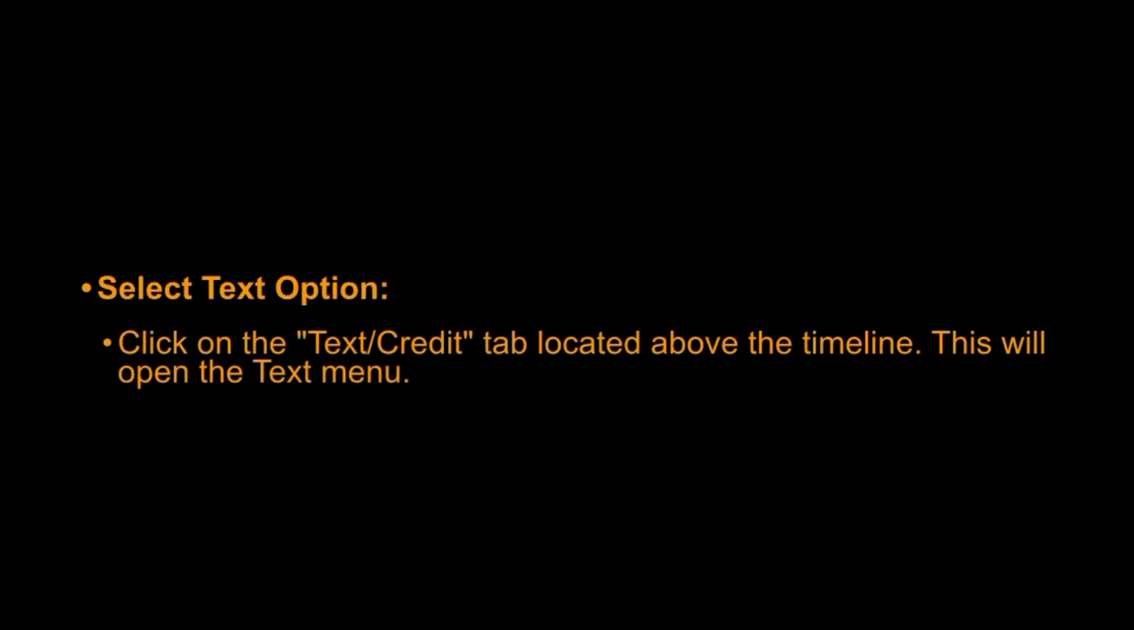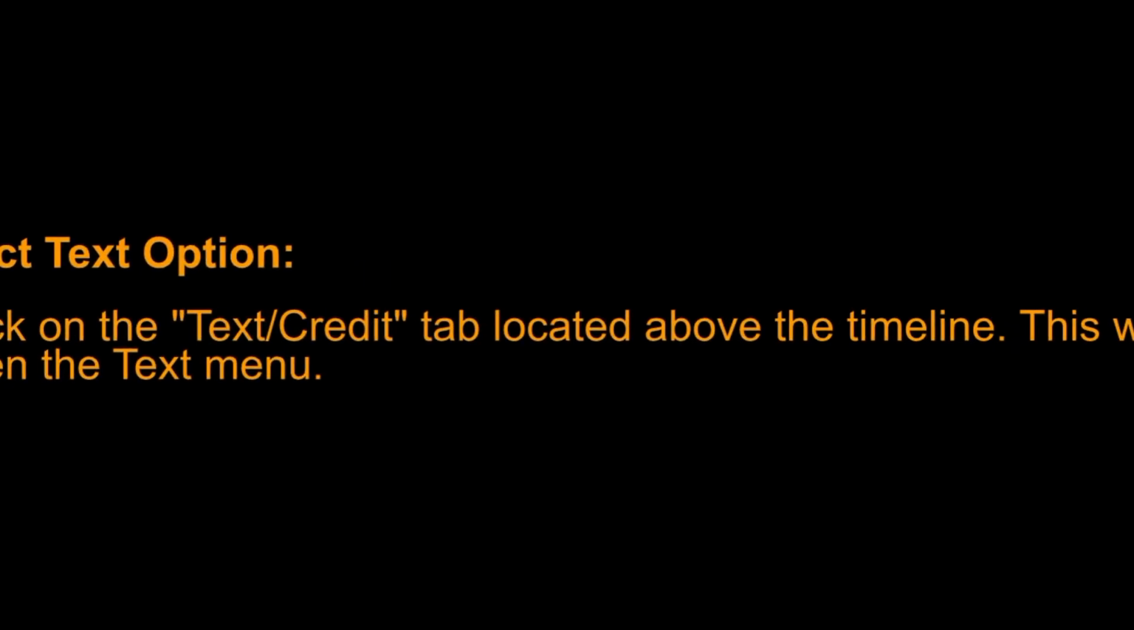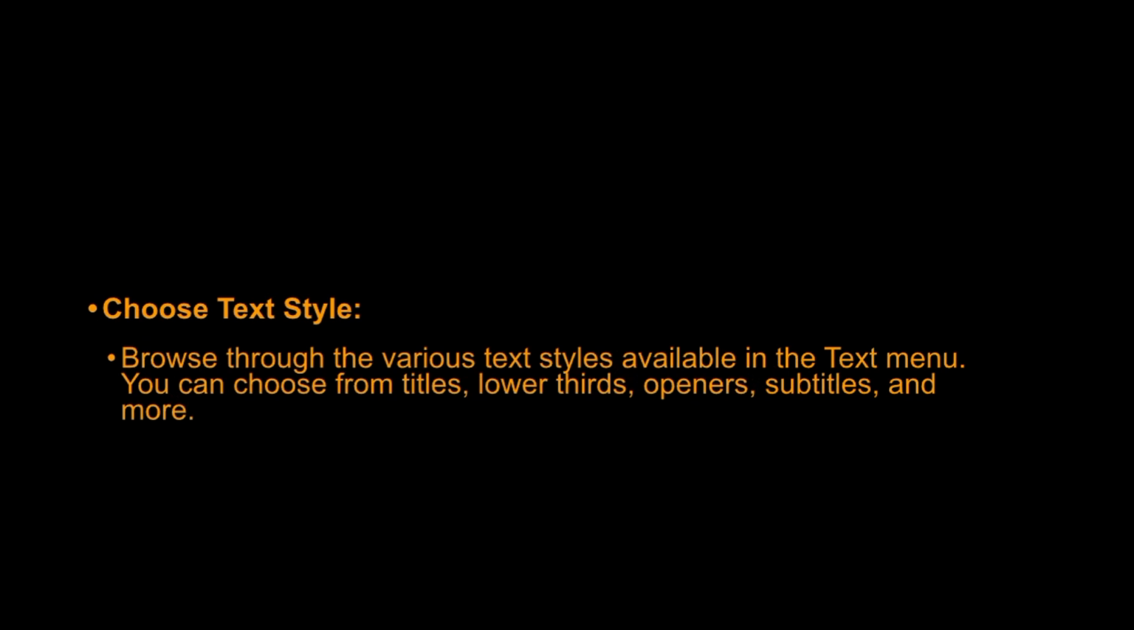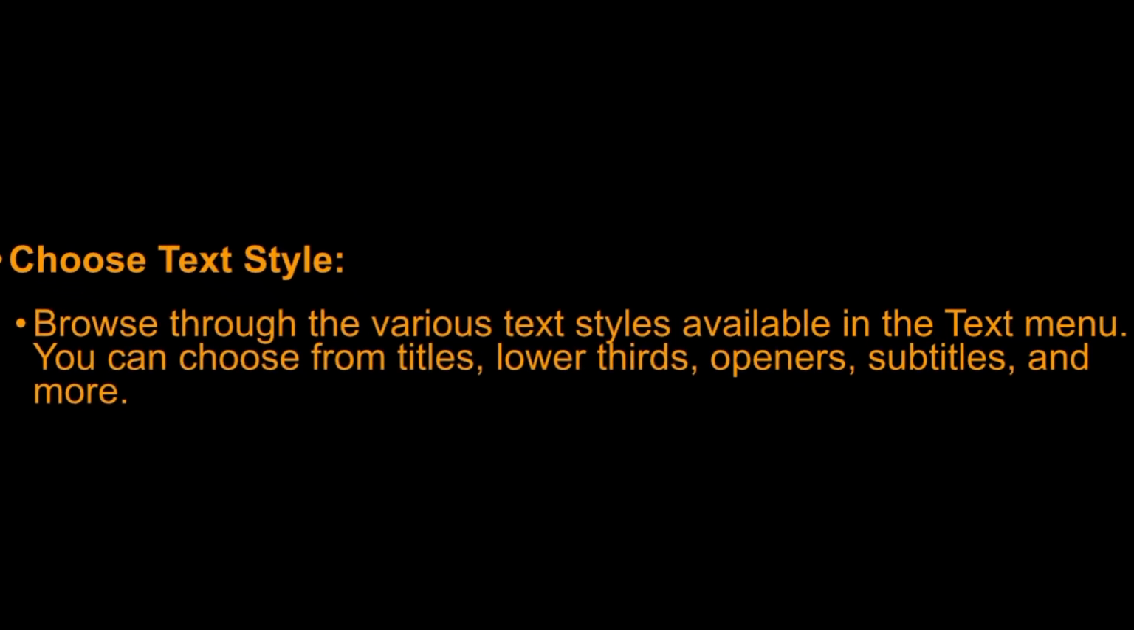Next, select text option. Click on the text tab located above the timeline. This will open the text menu. Then choose text style. Browse through the various text styles available in the text menu. You can choose from titles, lower thirds, openers, subtitles, and more.